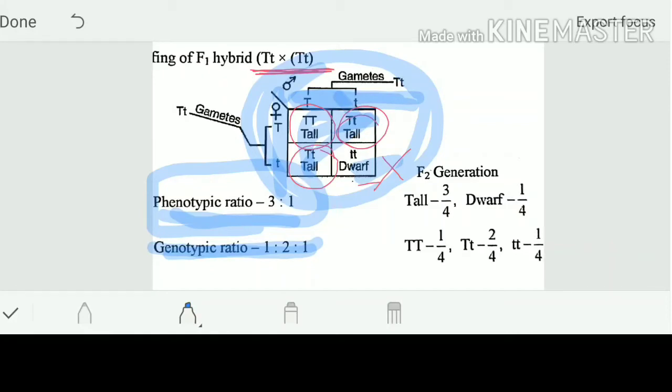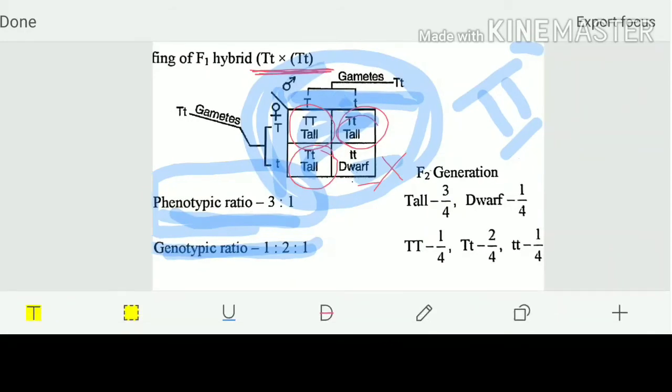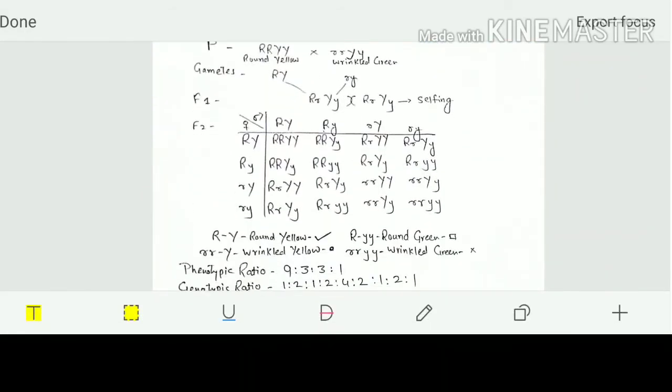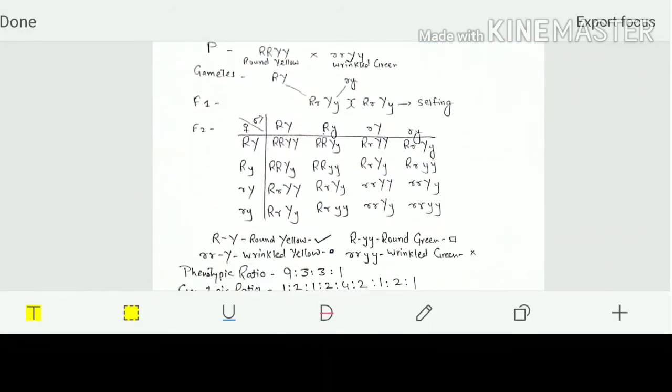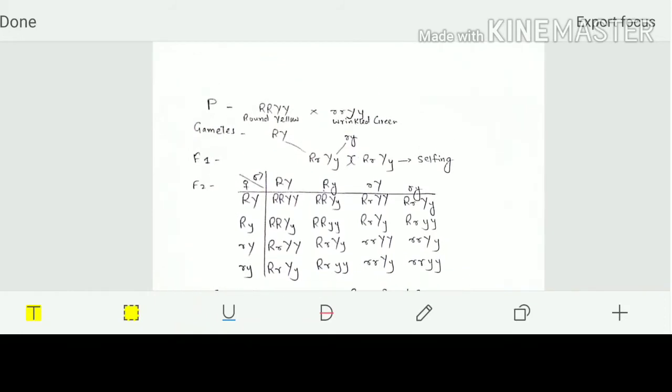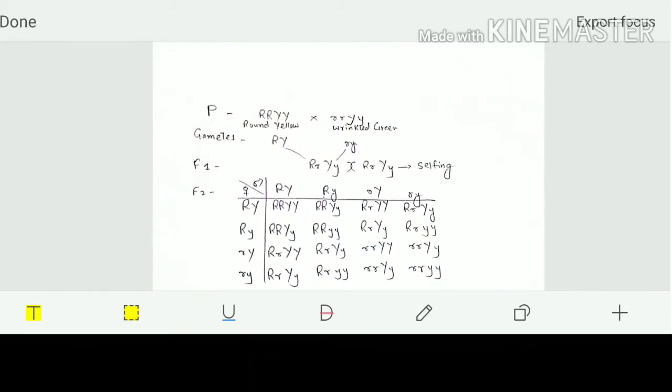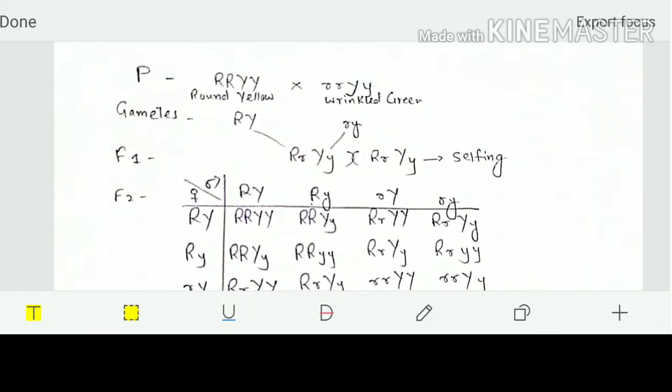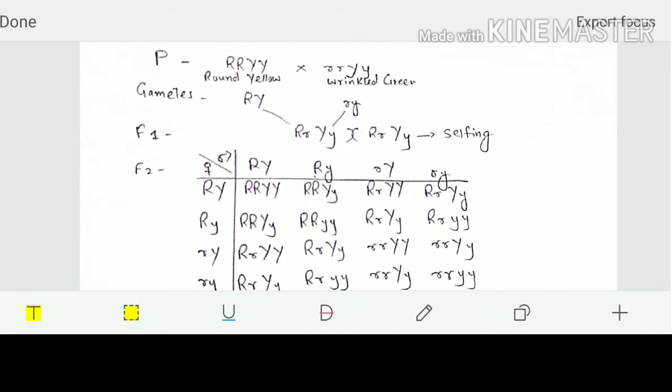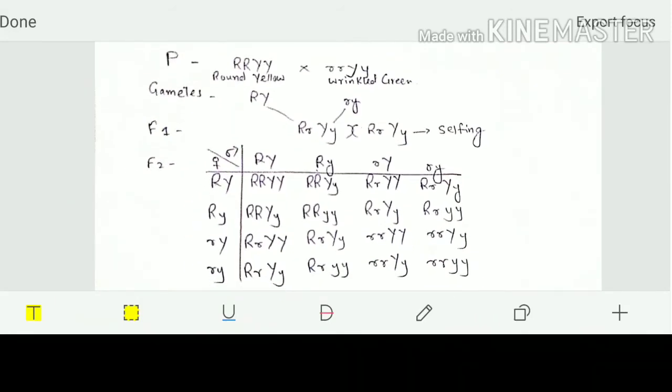Hopefully you are getting me. This is called the second law of Mendel's inheritance. It is also called the law of segregation and the law of purity of gametes. Please learn all the names. Now the time has come to deal with the third one, called the law of independent assortment. Here I'm just adjusting my screen.